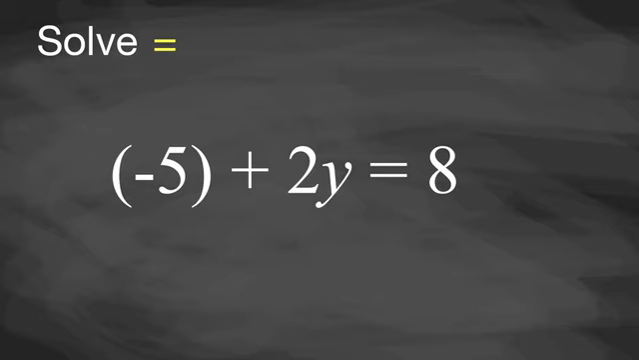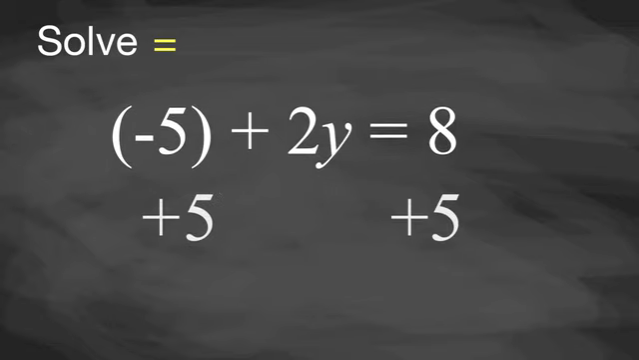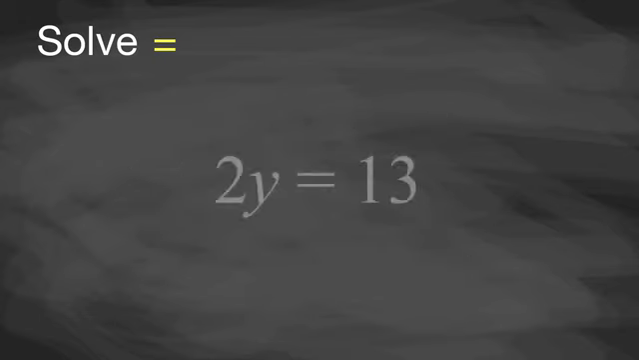Now we have a linear equation with only one variable, y. We know how to solve this. Let's first isolate the variable y. We need to add 5 to both sides of the equation. -5 and +5 sum to 0. 8 plus 5 equals 13. Our revised equation is now 2y equals 13.